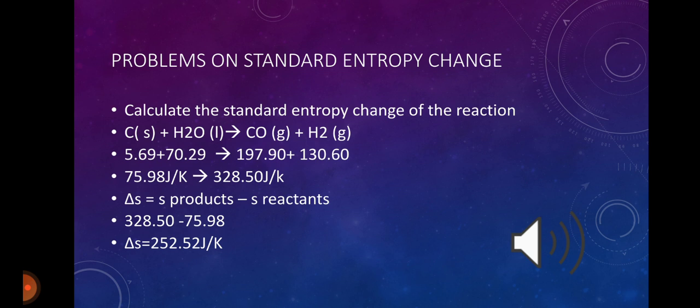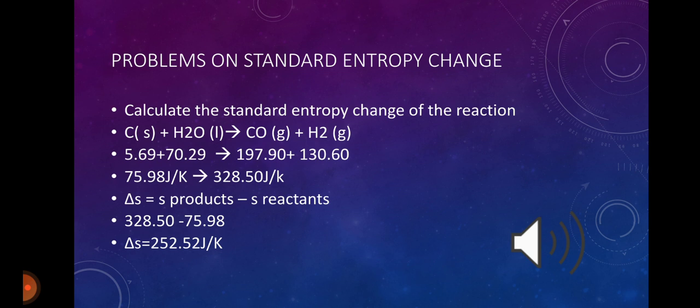The standard entropy for carbon in solid state is 5.69 joule per Kelvin. The unit is joule per Kelvin. Plus water liquid state, the standard entropy is 70.29, gives rise to carbon monoxide. The carbon monoxide standard entropy is 197.90 joule per Kelvin, plus hydrogen standard entropy is 130.60. These values we have taken from the table that we have given in the last slide.